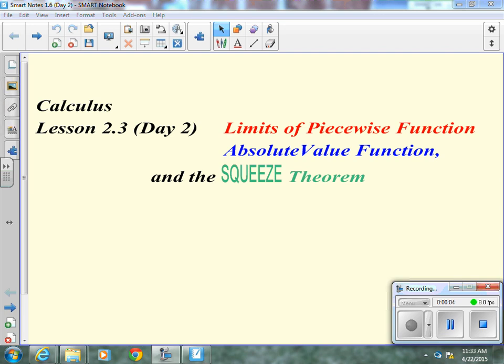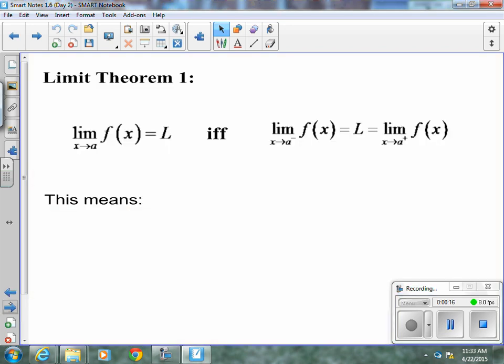We're going to be digging into limits just a little bit more, looking at some limits of piecewise functions, limits of absolute value functions, and the squeeze theorem. So, we're going to start by reviewing yesterday.